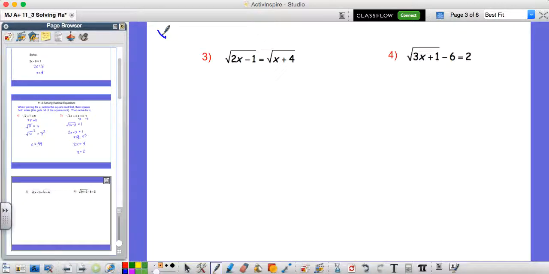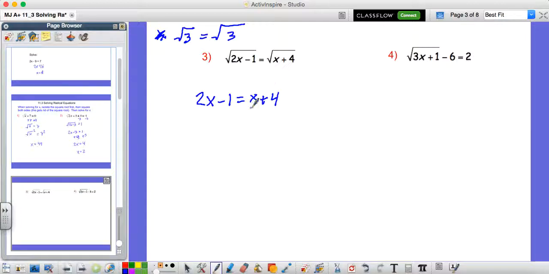In the same way, the square root of 3 is equal to the square root of something. Well, the only thing that the square root of 3 is going to be equal to is the square root of 3. So what we're going to do is we're going to square both sides, or just say that 2x minus 1 is equal to x plus 4. Because those radicands need to be equal.